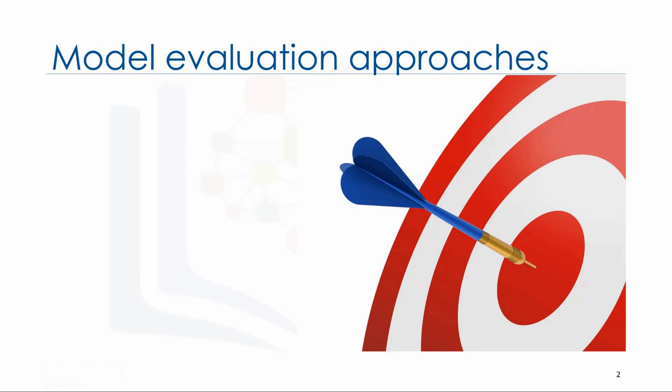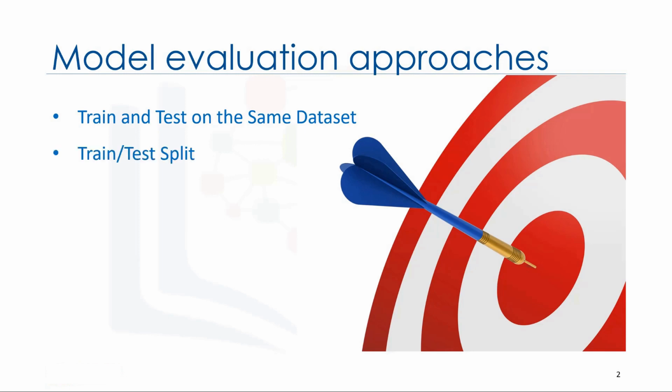These approaches are train and test on the same dataset, and train-test split. We'll talk about what each of these are, as well as the pros and cons of using each of these models. Also, we'll introduce some metrics for accuracy of regression models. Let's look at the first approach.